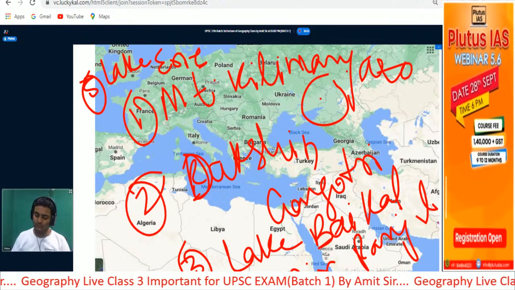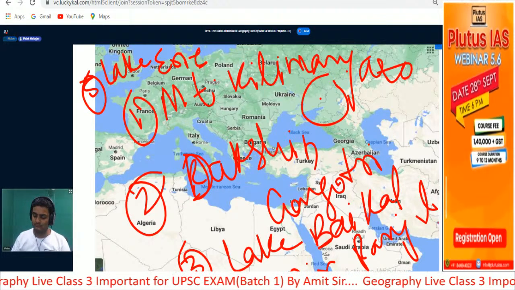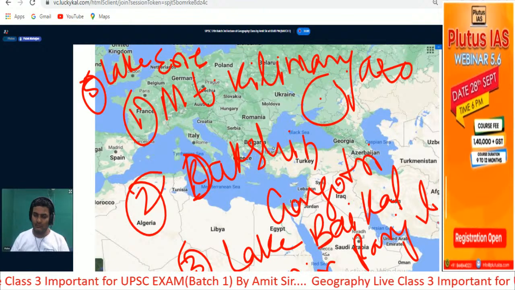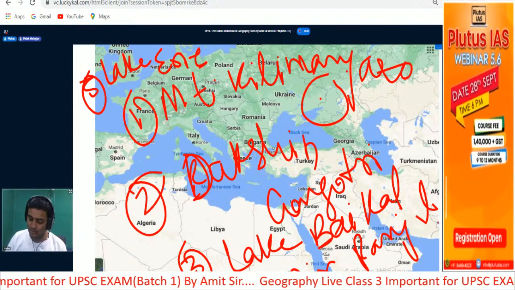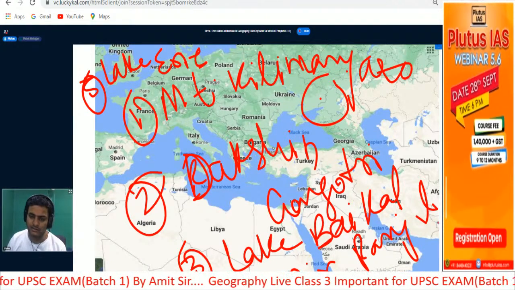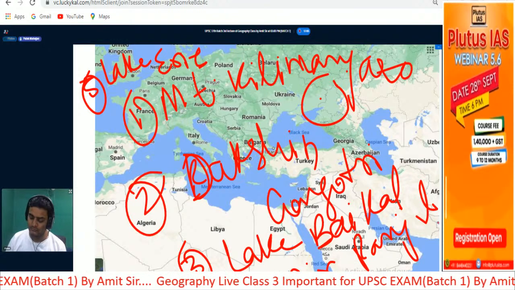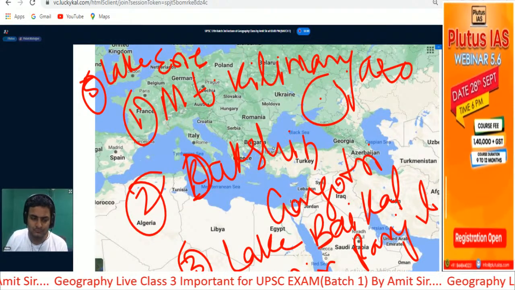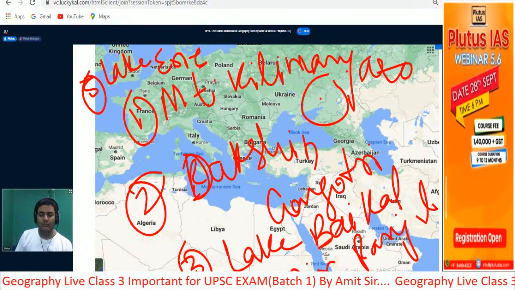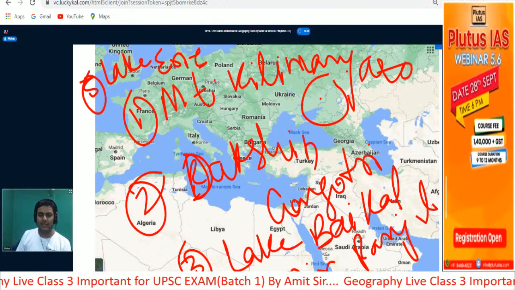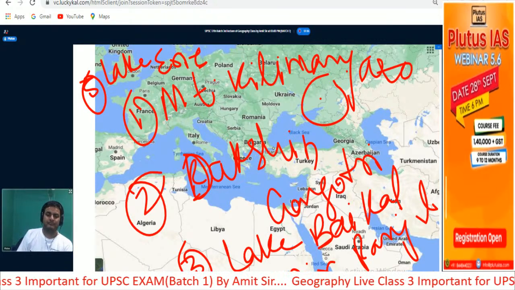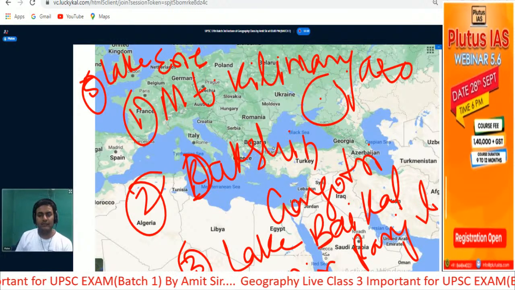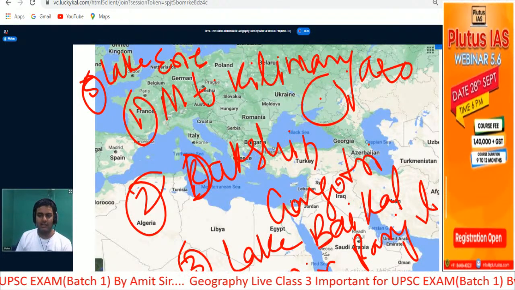Is it clear to all? So let me repeat once. Mount Kilimanjaro. The second one is Dakshin Gangotri. The third one is Lake Baikal. The fourth one is Pir Panjal, the Pir Panjal mountain range. And the fifth one is Lake Erie, E-R-I-E, Lake Erie.